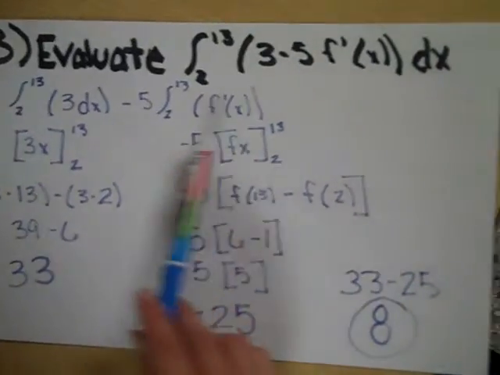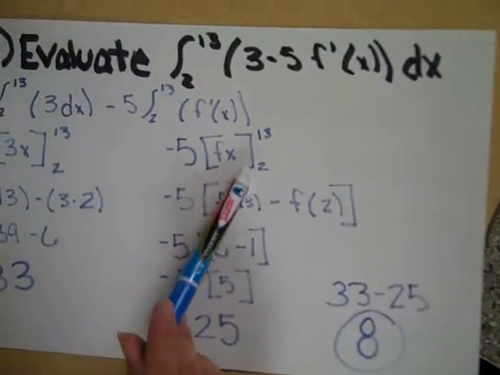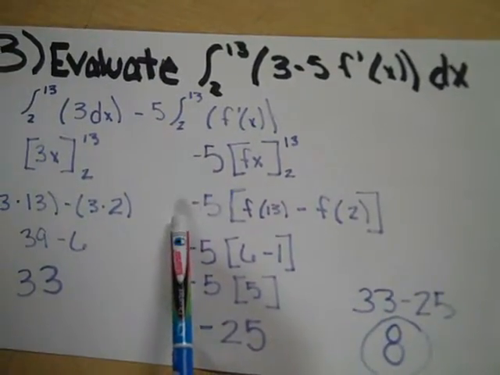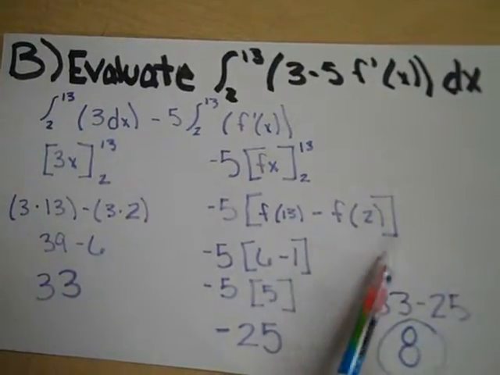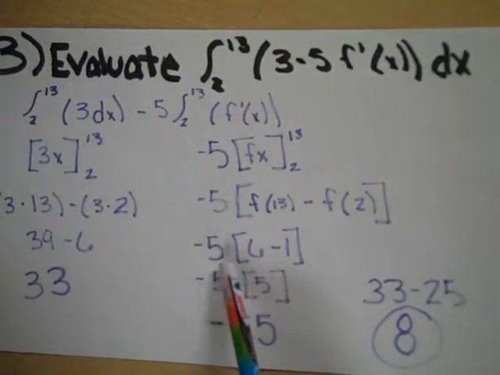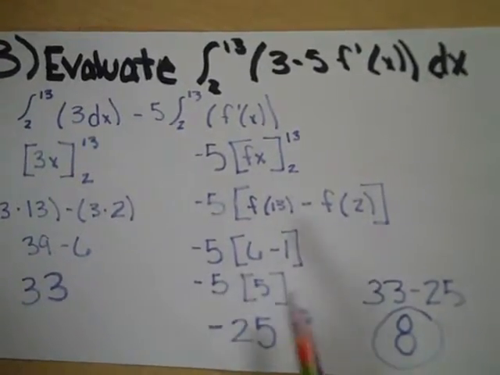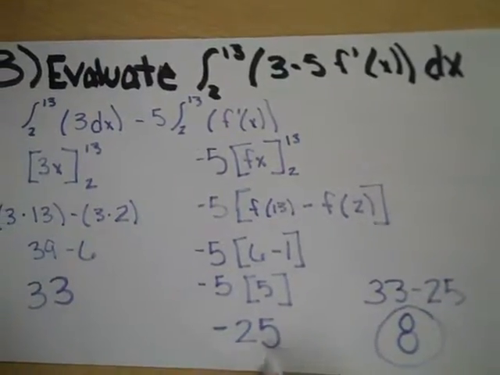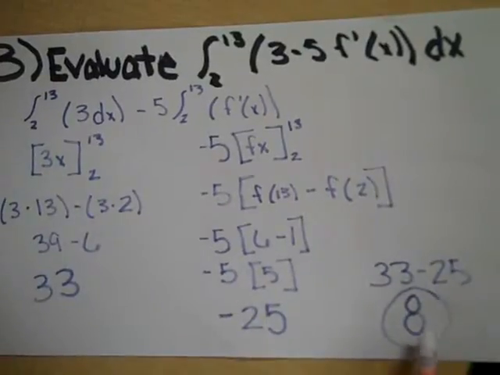And for the other part, you have negative 5 times f of x from 2 to 13. Then you plug in the negative 5 times f of 13 minus f of 2, that equals negative 5 times 6 minus 1, that is negative 5 times 5, that equals negative 25. Then you have to subtract, 33 minus 25 equals 8.